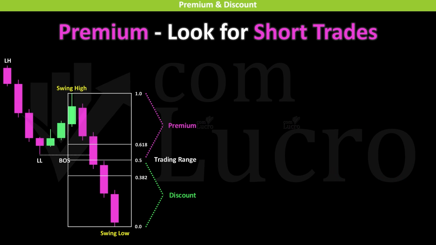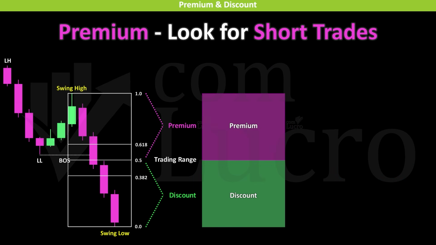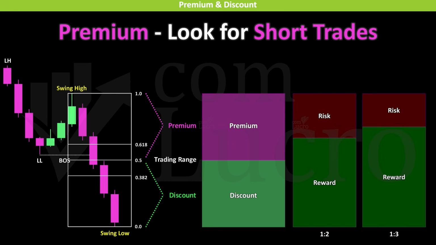In bearish market conditions, traders typically look for short opportunities within the premium zone. The higher price trades into the premium area, the better the potential risk to reward ratio, especially when the stop loss is placed above the swing high and the target is positioned near the swing low.